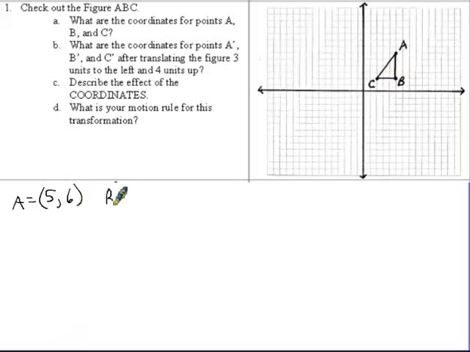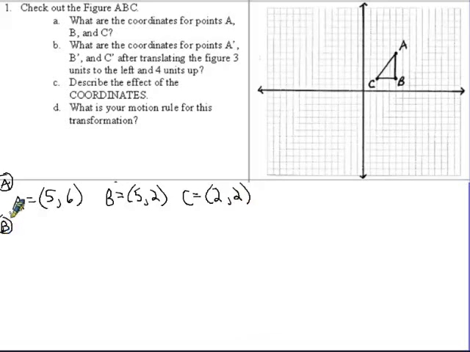And then for coordinate point B, 1, 2, 3, 4, 5, and then 1, 2. 5 and 2. And then for point, this is all answering question A. Point C is 1, 2, 1, 2. 2, 2. And I have really good handwriting, as you can tell.